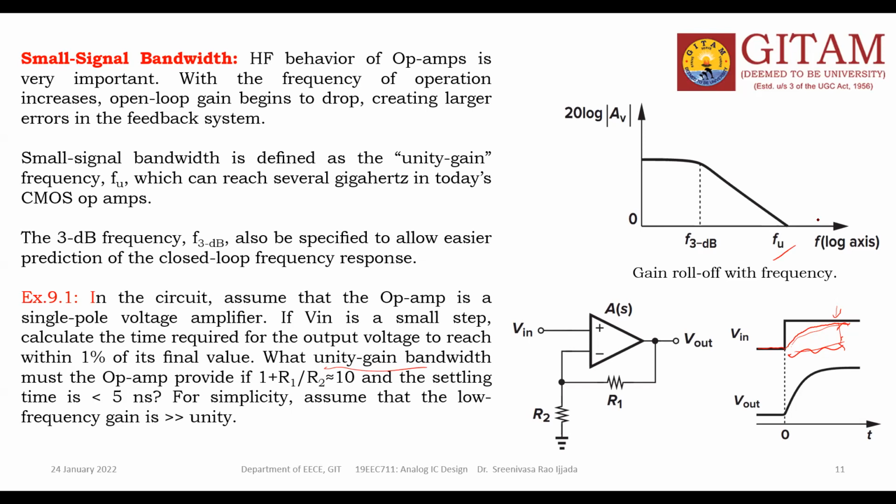We are given 1 plus R1 by R2 is 10 and settling time is less than 5 nanoseconds. What is the settling time? Settling time is the time required for the system to reach the output within the allowable error. And one more thing, for simplicity, assume that the low frequency gain is far greater than unity. These are the assumptions.